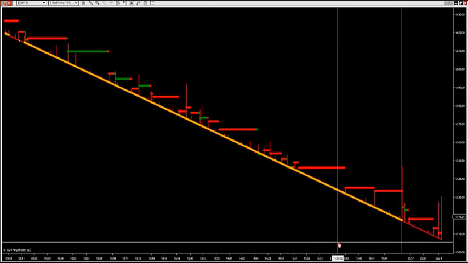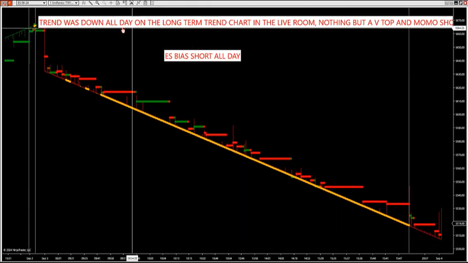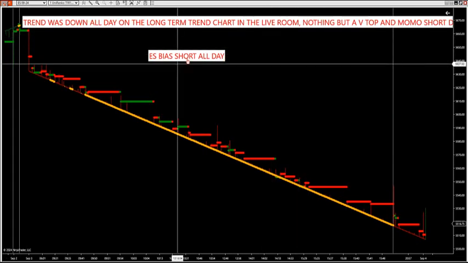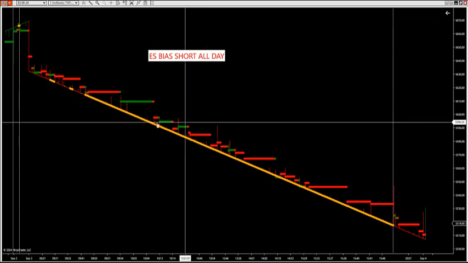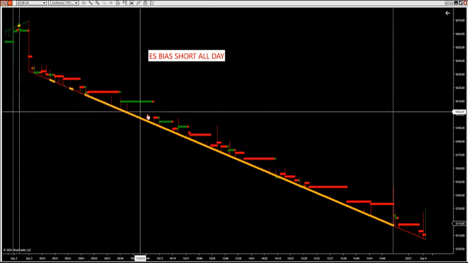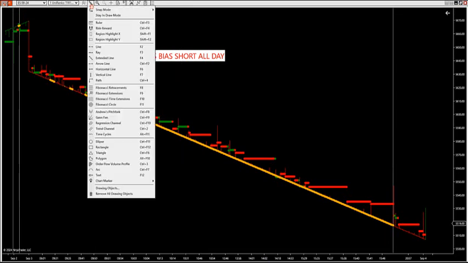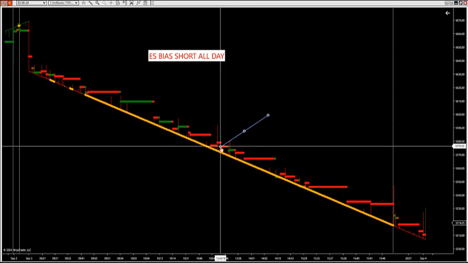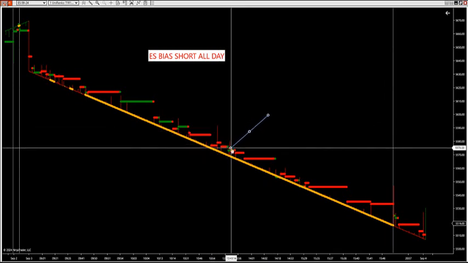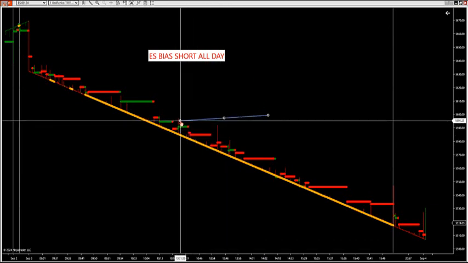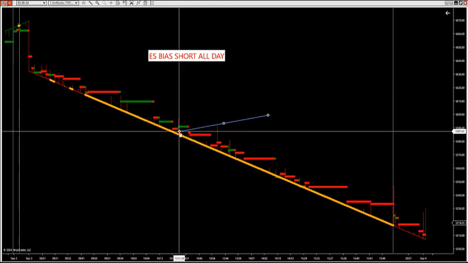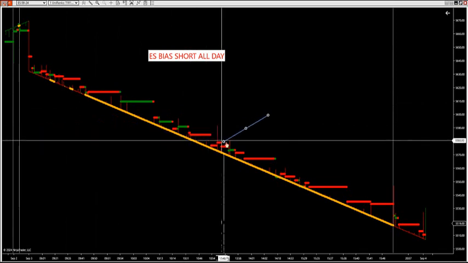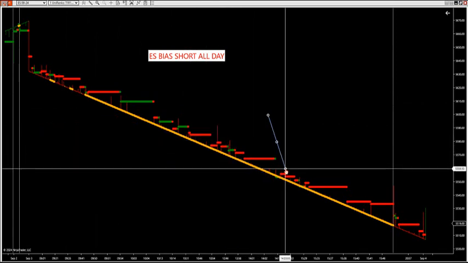What I mean by that is the big trend filter, if you look at the top here, I have this up there. We were red all session. So the long-term trend was down all day on a long-term trend chart in the live room, nothing but V tops and Momo shorts. The bias is short all day. This is a longer Renko size, and this is where they catch the amateur traders, the counter-trend traders or rolling position traders. When you see these big blips in price, these are liquidity grabs. The market's grabbing liquidity to catch all the rolling position traders, and then it closes right back red to continue trend. We know that in the room by watching when this is red or green.